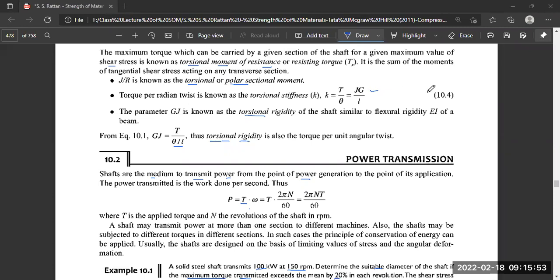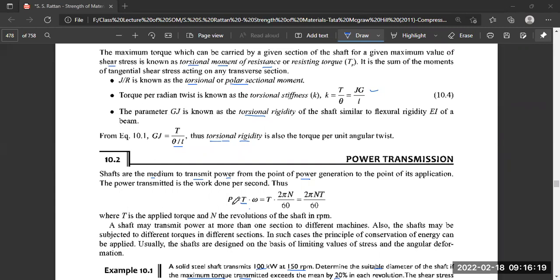By means of this shaft, we are supposed to transmit power from the engine of the automobile to the rear wheel of the car, from a motor to the prime mover, and from a motor to the lathe. It's a lathe like this. So this power transmitted is the work done per second.